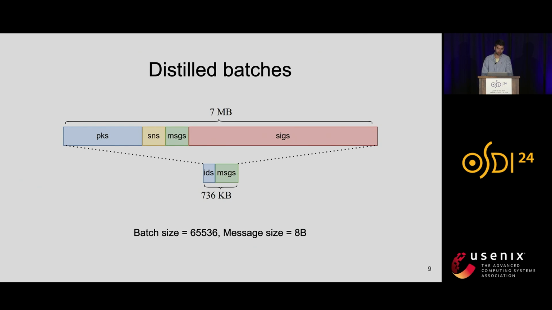Distilled batches essentially take the good information from the batch. That's essentially the message, the payload, and some information of provenance, such as the ID. This is an image to scale for a batch size of 2 to the power 16 and a message size of 8 bytes. 8 bytes might seem unreasonably small, but it's actually enough information for a destination and an amount of assets to transfer.